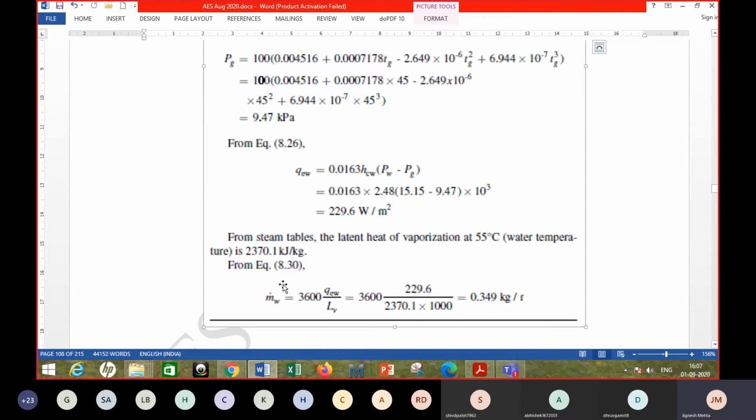So to convert it into joule per kg, you multiply it by 1000, because this 229 is in watt. Watt means joule per second. So you need to multiply this by 1000. And you don't want it per second, you want it per hour, so multiply by 3600. So it gives you 0.349 kg per hour, right?